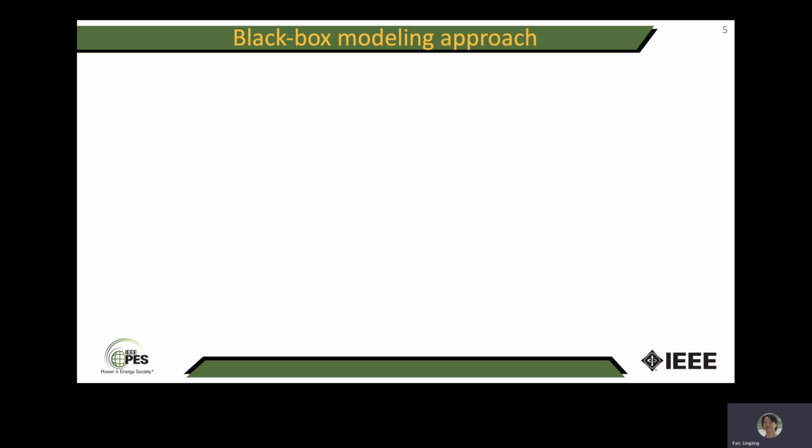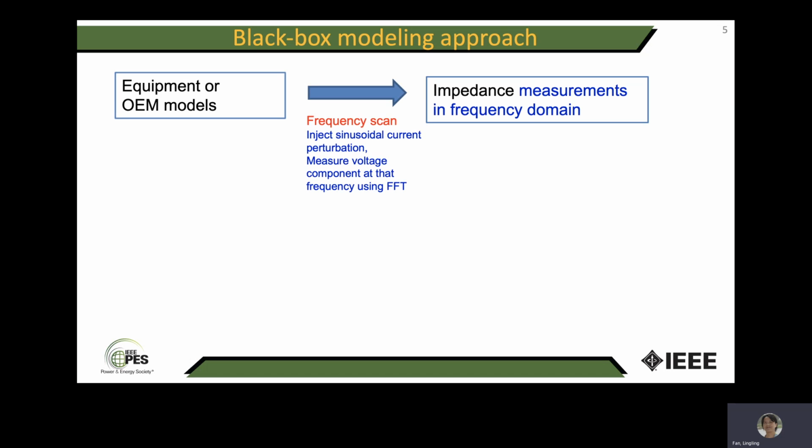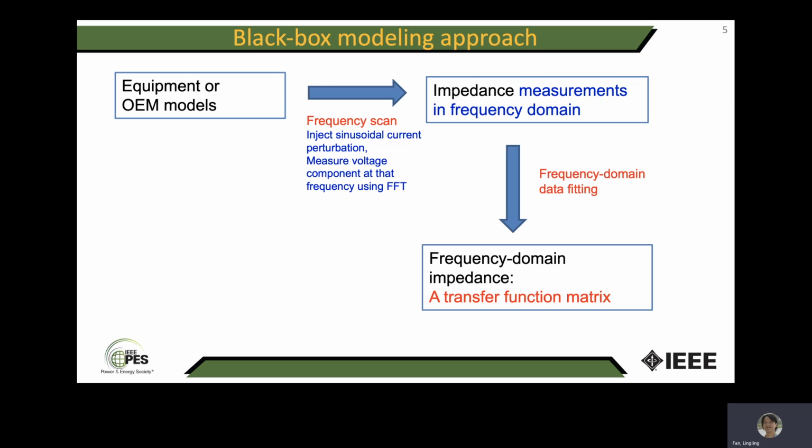Next, we are going to this IBR age. Now, what do we have? We have equipment or OEM models. OEM stands for original equipment manufacturers, and those are basically black boxes. So we want to use the measurements to come up with the input and output relationship. One popular approach is called a frequency scan. Basically, we can inject sinusoidal current perturbations and measure the voltage component at that frequency using Fourier transformation. There we get impedance in the frequency domain. With that, we can conduct data fitting, and we can get a transfer function or transfer function matrix.